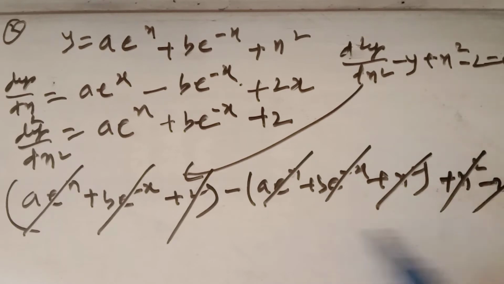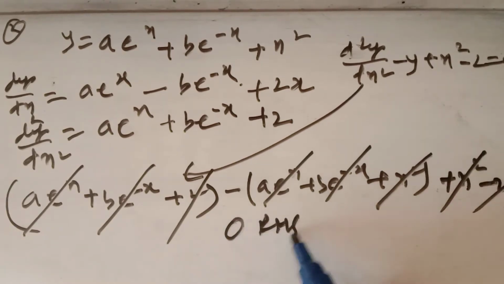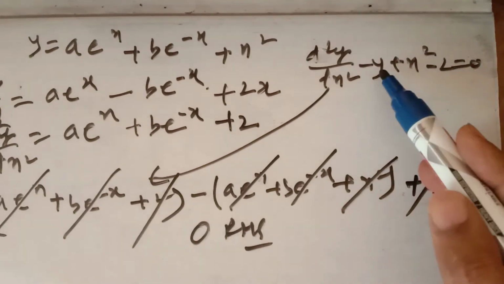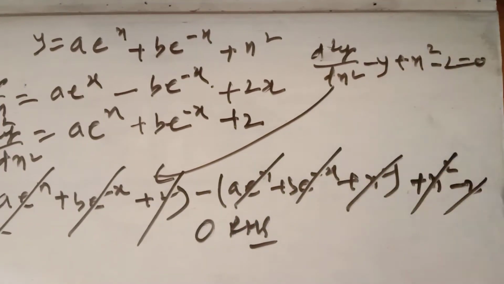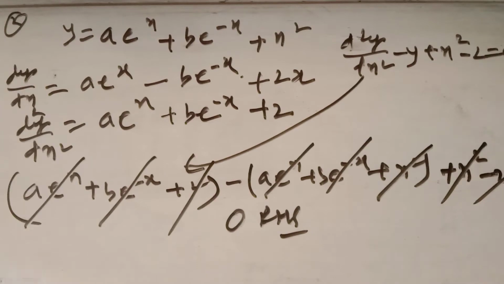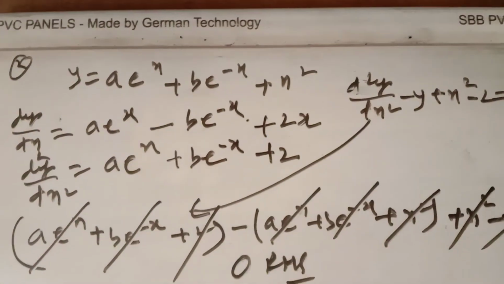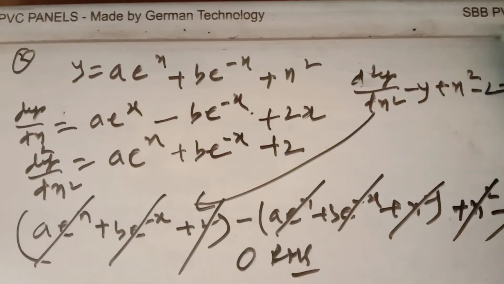And minus 2 is this. So you are getting 0 as the right hand side. Simply you have to put the value of the second derivative and the value of y in this equation. You'll get the right hand side. So this is question number 1, first part.